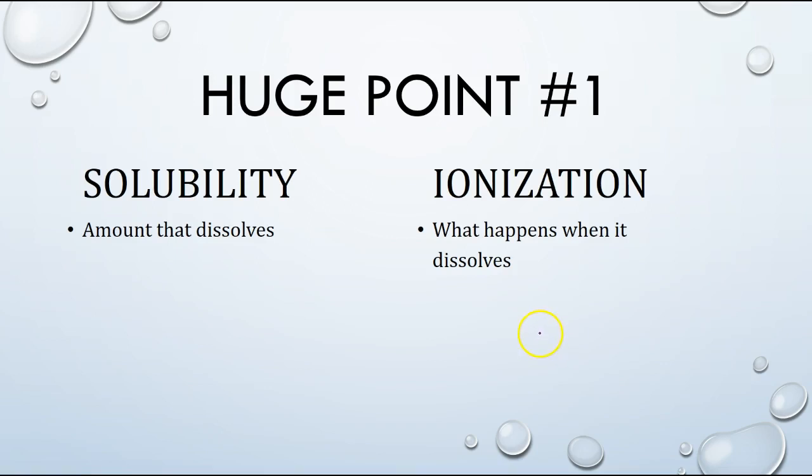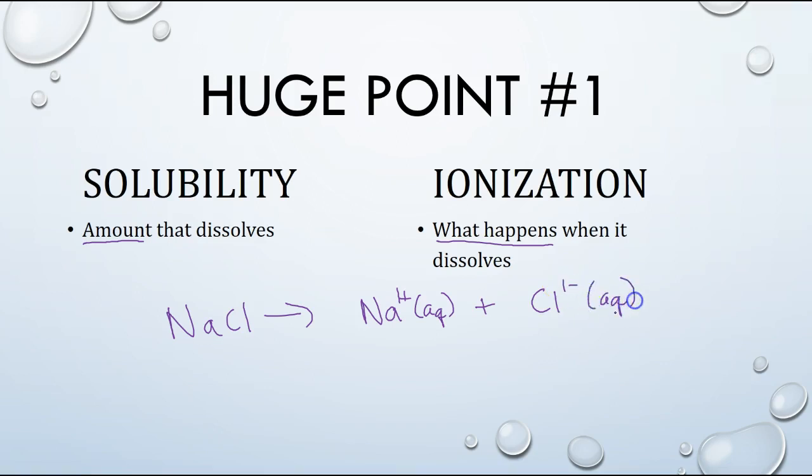So, huge point. Solubility is really talking about the amount of stuff that dissolves, whereas ionization is the process that is happening when it dissolves. So if I take NaCl and I put it into aqueous solution, what I get is Na+ (aq) plus Cl- (aq). Notice I'm not mentioning the water. I'm just mentioning the ions. So this is a dissociation reaction. This reaction is known as a dissociation reaction, and every substance that is soluble, and even those that are insoluble, does this.